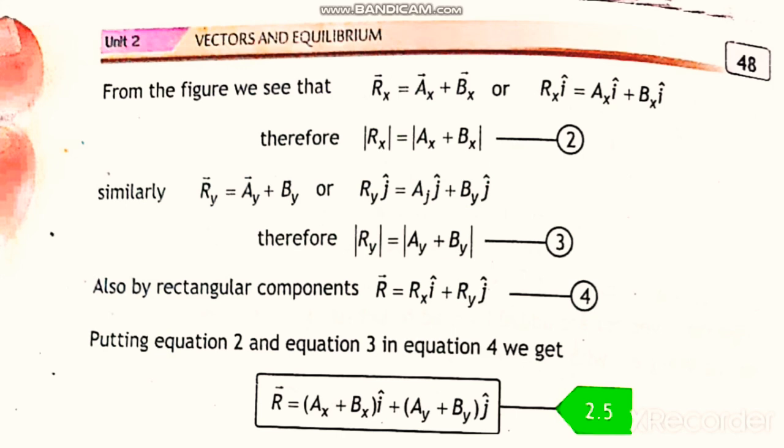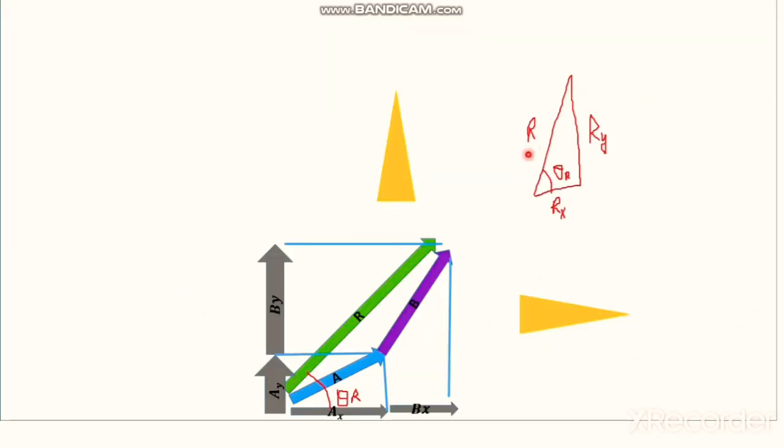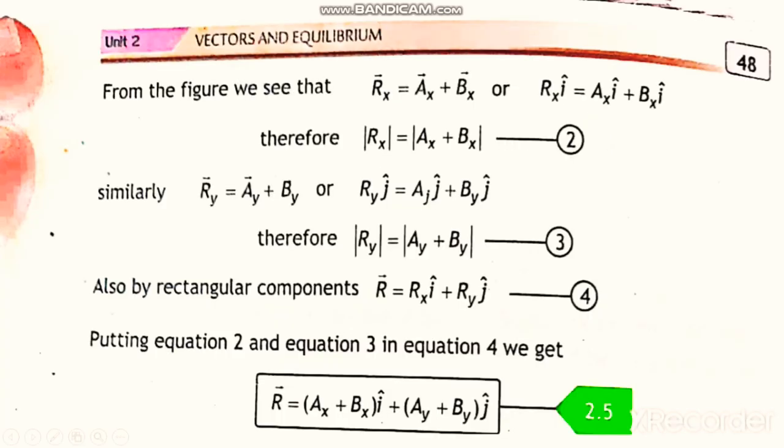You know that from this figure, R will be equal to Rx plus Ry. By head to tail rule, R will be equal to Rx plus Ry, because Rx is a vector and Ry is a vector. So R will be the sum of Rx plus Ry. So R is equal to Rx i unit vector plus Ry j unit vector. By using the value of Rx and Ry from this, as Rx is equal to Ax plus Bx and Ry is equal to Ay plus By, we get R is equal to Ax plus Bx whole i unit vector plus Ay plus By whole j unit vector.